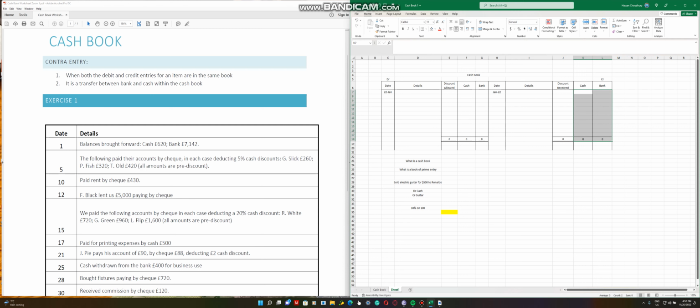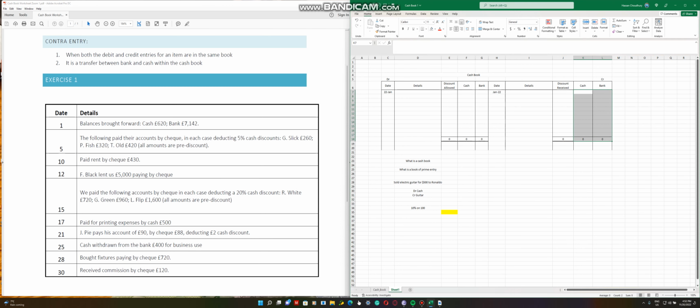Okay, let's look at an example. Firstly, you've got a balance brought forward of 620 cash and 7142 bank. We consider the date as 1st of January 2022. Whenever you have a beginning balance, that's like at the start of the month we have some money. I'm going to show you a completely solved question. At the start of the month, we had some money in the bank account. Is that a good thing? Yes, it is. So that's why we put it on the debit side, 620 and 7142.